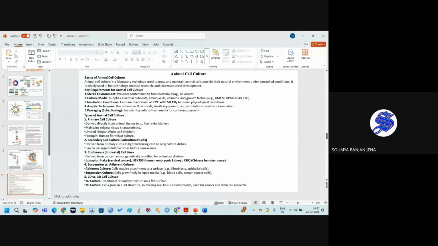If multiple quantity cells are there, then this is called primary cell culture. And if we go to the third one, that is continuous or immortal cell line, like the cancerous cell. These are immortal in nature because, as we know, we discussed about P53 protein. If P53 is mutated, then the cell will become cancerous because no inhibition is there. The cell cycle occurs continuously.